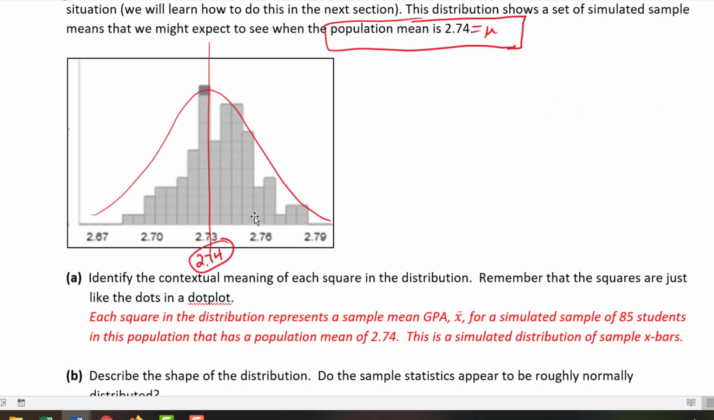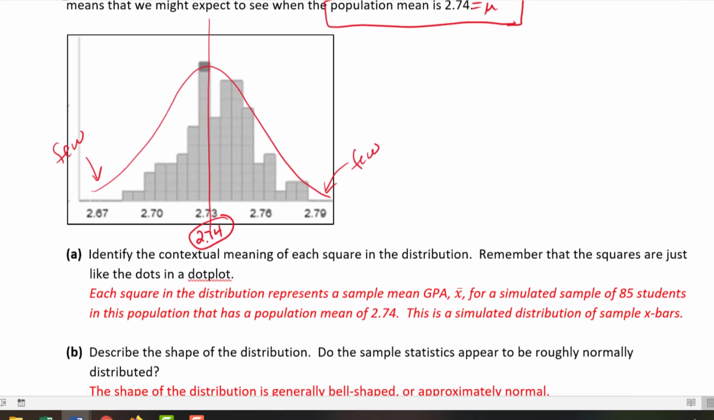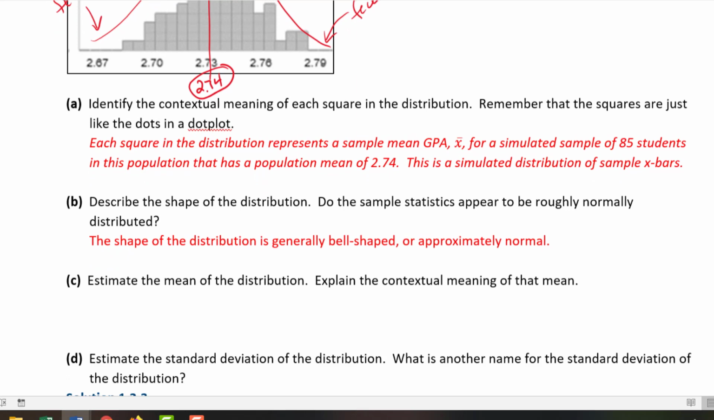So when you go out and you collect samples of students from that campus, you'd have about half of the groups would have a mean higher than 2.74, and about half of the groups would have a mean lower than 2.74, and most of them would be around 2.74. Very few of them would have a mean much higher than 2.74, and very few of them would have a sample mean much lower than 2.74. So it is normally distributed with a population mean of 2.74 as the distribution in the center.